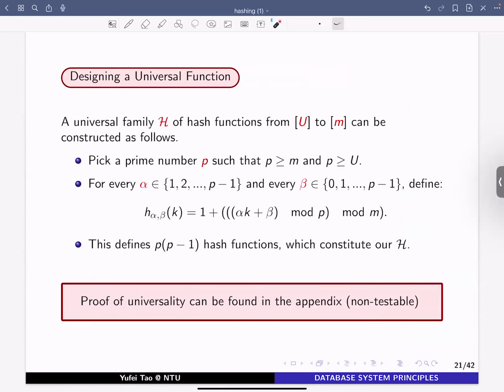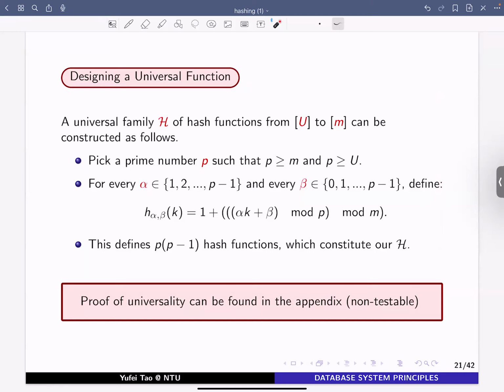Now, even if you don't care about the analysis, as I said, I will not test you on the analysis. You still have to understand how to construct a hash family. This is the algorithm part. If you don't have to look into the proof, this algorithm should be fairly accessible.